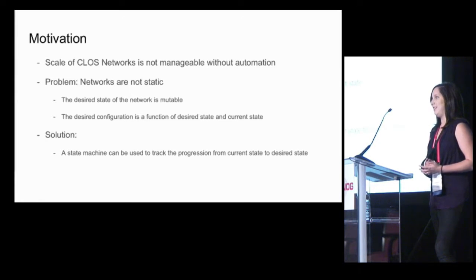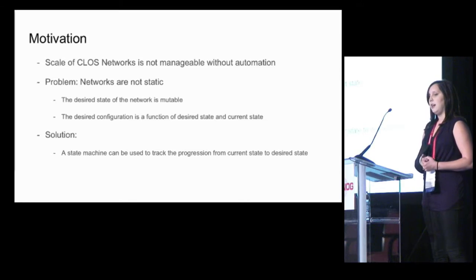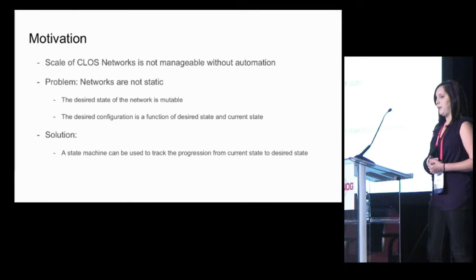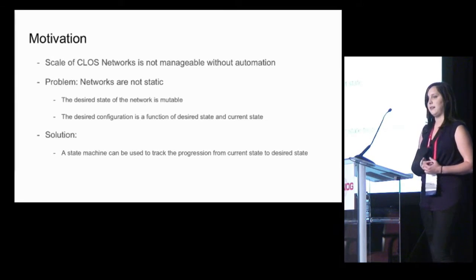Problem with that is networks aren't static. We're constantly making changes, and asking engineers to constantly be regenerating configs and pushing them out to the network can be a hassle. Additionally, configuring the devices isn't just a matter of reflecting the desired state. We do need to get in some of those current state pieces in order to develop a cohesive configuration for the network. So the solution that we came up with was to design this system around state machines so that way we could track the progression from our current state to our desired state.